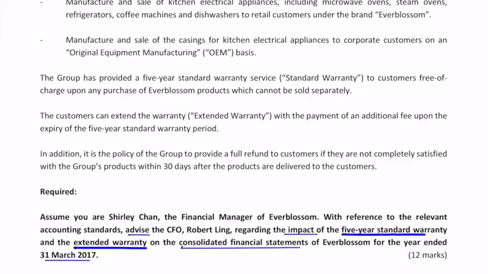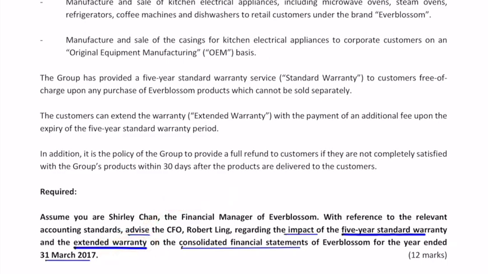For examination purposes, there are 3 simple steps. Identify the issue. In this case, it's the accounting treatment for the warranty. List down the requirement. You have to identify whether this warranty is a service warranty or an assurance warranty. Extended warranty, we treat as a separate performance obligation, a distinct good and service. A portion of the transaction price should be allocated to the extended warranty and the revenue recognized over time.